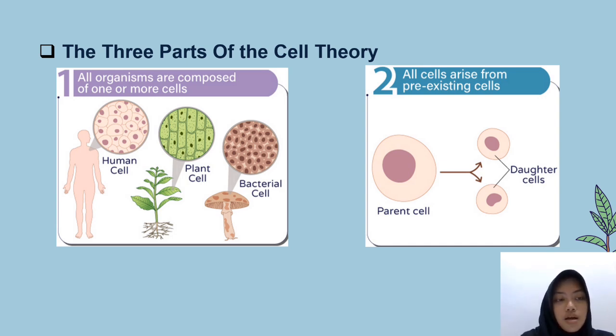Okay, next. You can see in the picture, this one: all organisms are composed of one or more cells. This is a human cell, and this is a plant cell, and this is a bacterial cell. And then two, all cells arise from pre-existing cells. This one is the parent cell, and this one is the daughter cell.